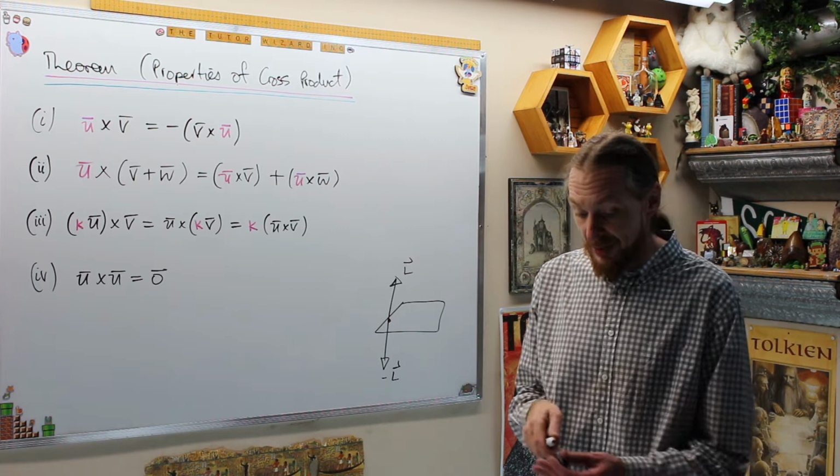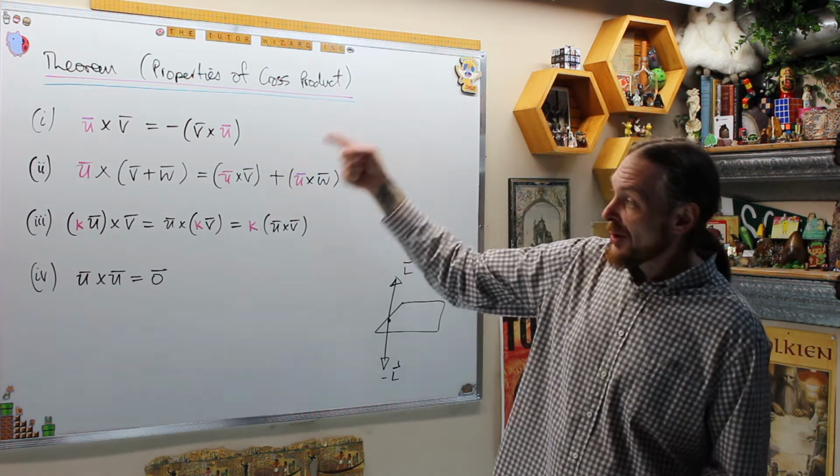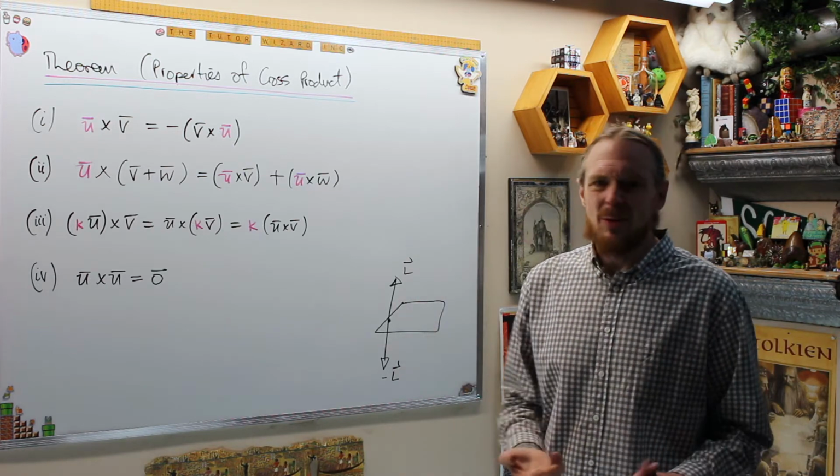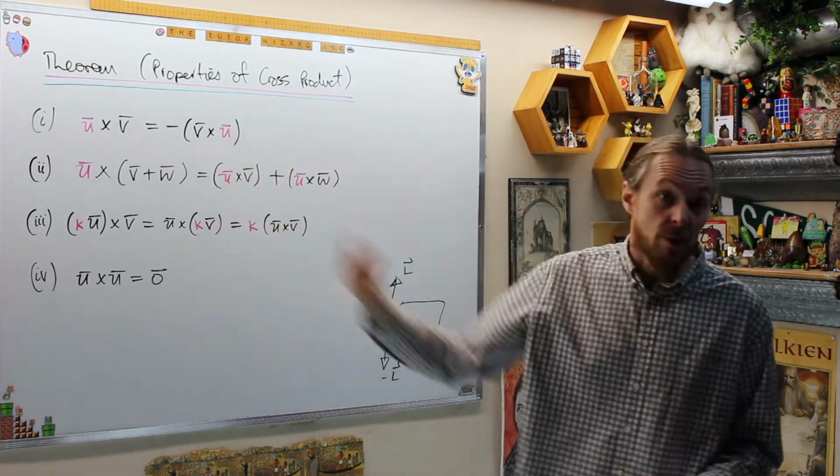So let's do one example of how I would use these properties. These are the only rules you're allowed to use when you're trying to manipulate. You can't see right now where you would get an example where I would need to manipulate and do that, so let's do one right now.